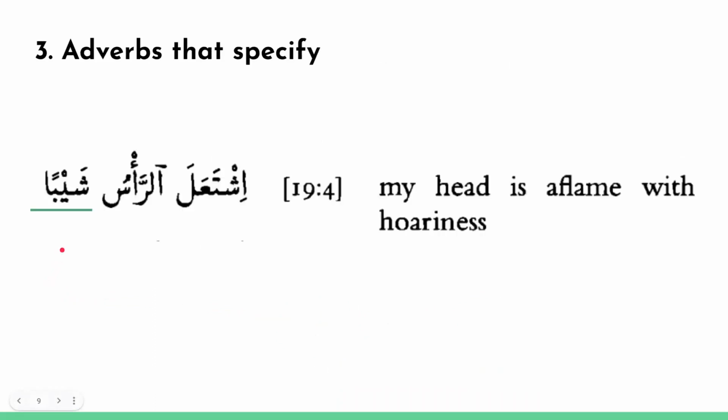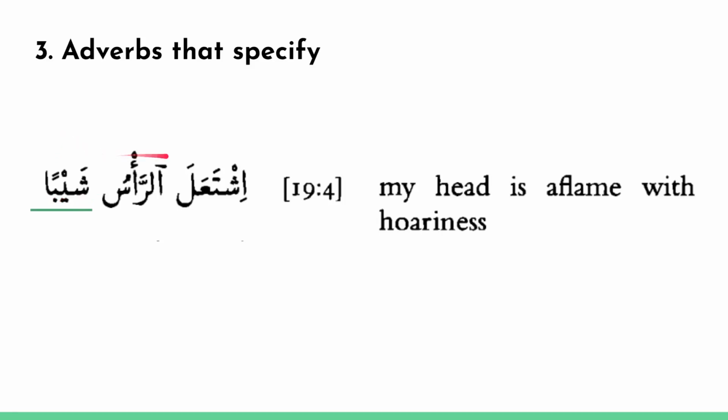Okay, let's move on. So the third condition is adverbs that add a level of specificity to the verb. And I'll just give one quick example here. So here is ishta'ala ra'su shayba. I believe it's Prophet Zakaria speaking here. When my head is aflame with grayness or of old age, basically referring to his old age. He's saying that his hair is all grayed and old.